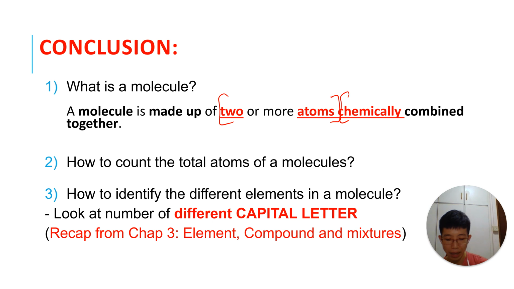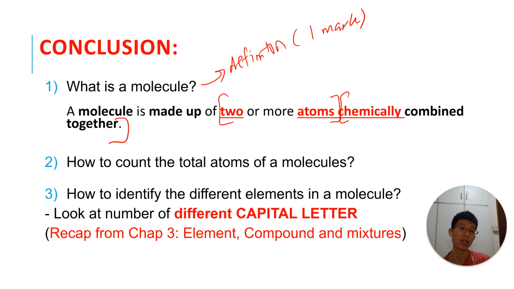Chemically combined together. These are the 2 keywords. 2 important keywords. You miss any of them, you won't be awarded the 1 mark. So normally it's a definition question. They ask you what is a molecule, right? It's always 1 mark. So if you miss any keywords, you got 0.